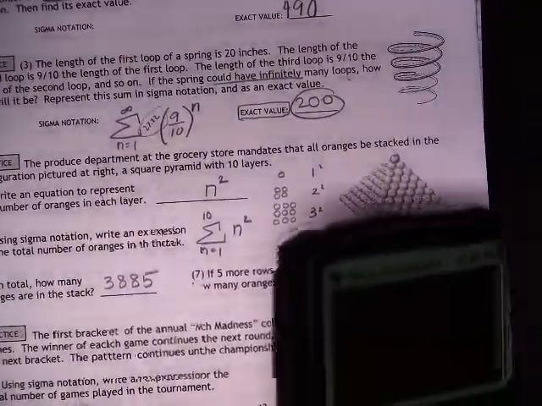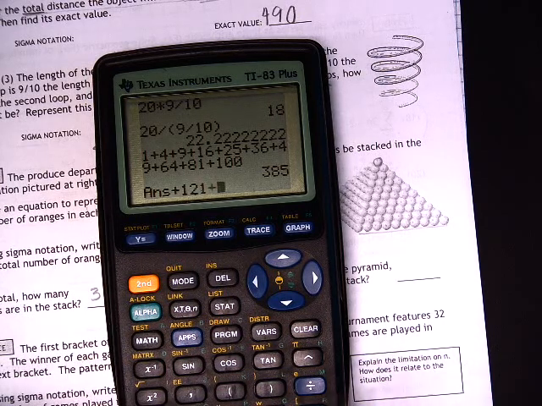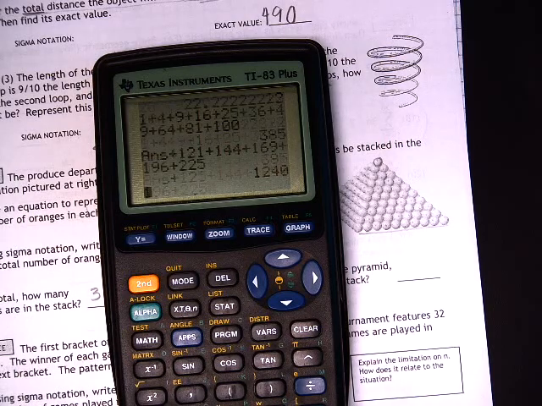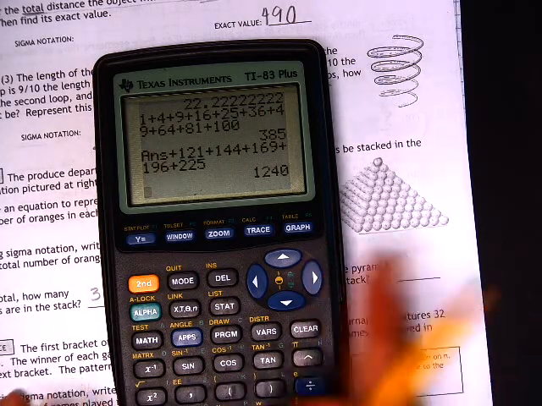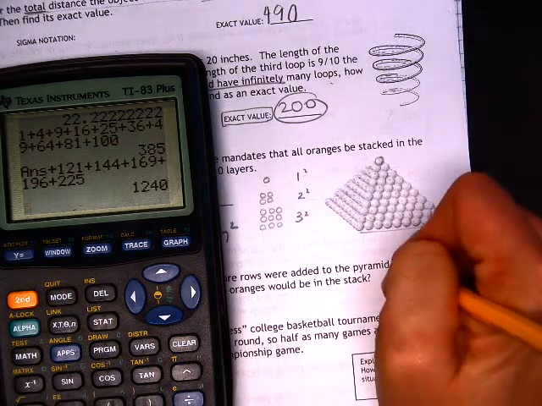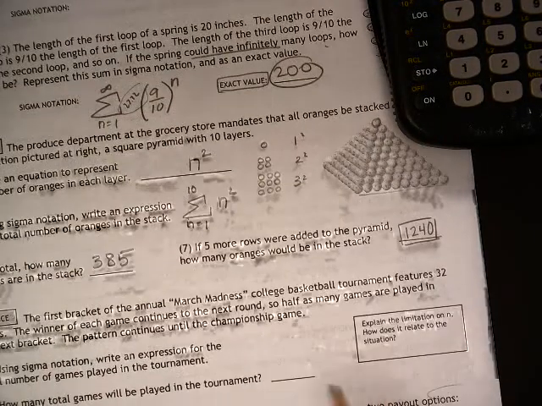If 4 more rows, or 5 more rows were added to the pyramid, how many oranges would be in the stack? So I'm going to add 121 and 144 and 169 and 196 and 225, and I've got my new total. So no formula really to make that work, but we can always just go ahead and add them in there.